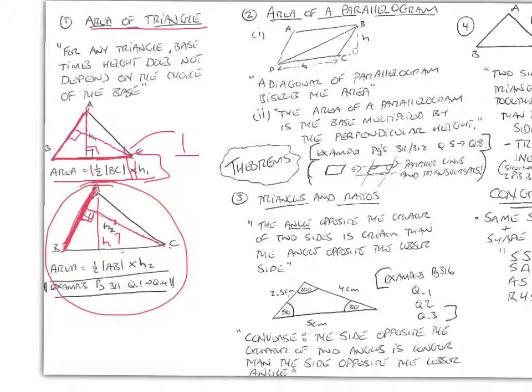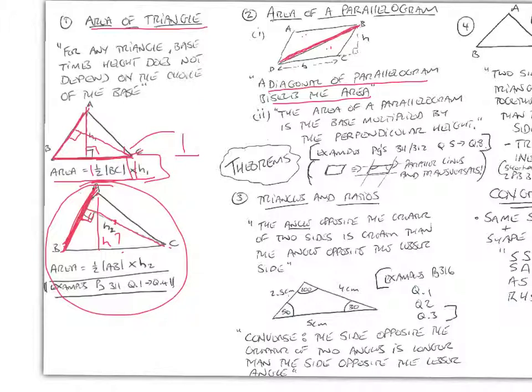The second theorem is to do with the area of a parallelogram, and the first thing it says actually is that the diagonal of a parallelogram bisects the area. So in other words, if we have a diagonal go from D to B, then the area of the parallelogram is halved. So that must mean that the area of this triangle is equal to the area of this triangle here. ADB is equal to DCB, and that's used in some calculations.